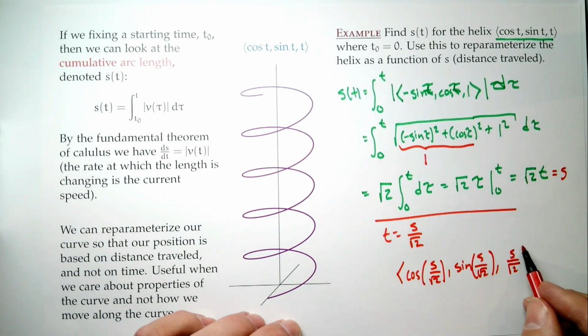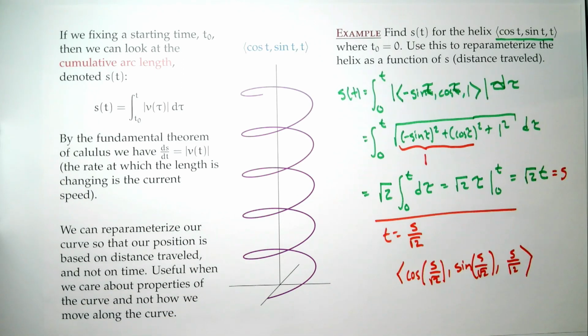So in other words, once I have my cumulative arc length function, s in terms of t, I now solve for t, and I use that and replace every occurrence of t in my parameterization to get my new parameterization in terms of s. And so say I want to know where I am after I've traveled 5 units. So in other words, I start here and I travel a distance of 5. Where would I be? How could I figure it out now?